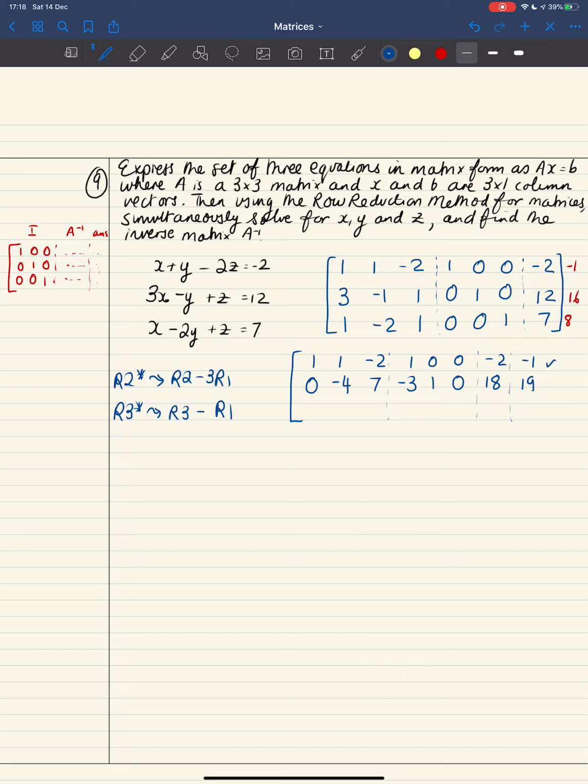Do these add up to 19? Does this row add up to 19? Minus 4 plus 7 is 3. Minus 3 is 0, 1. Yes, it does.